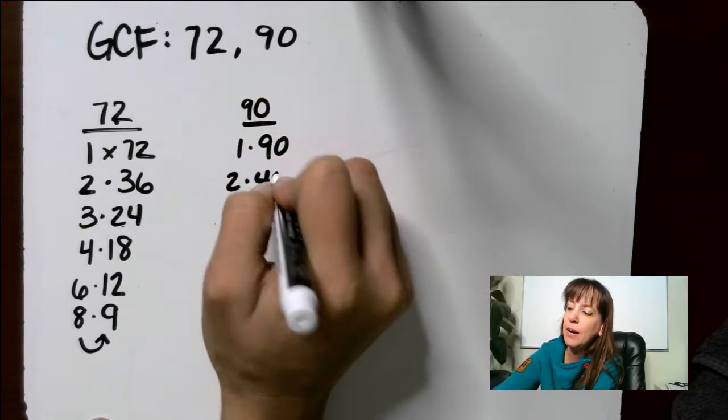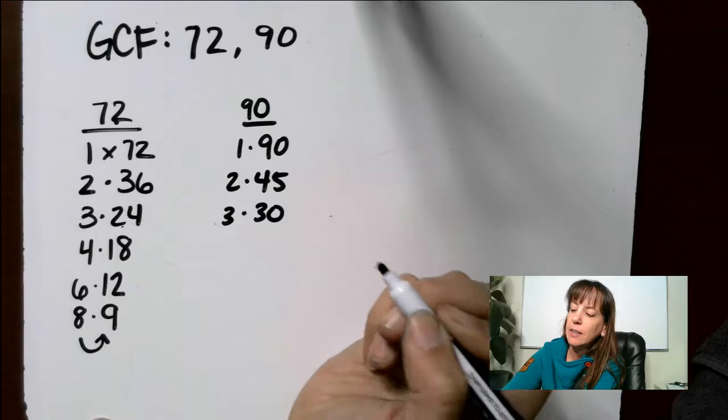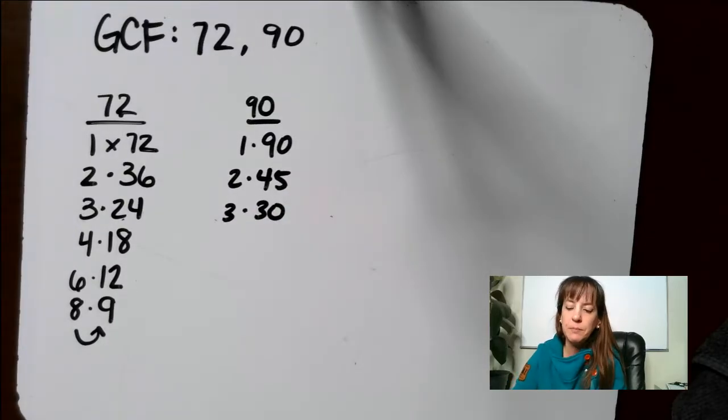2 times 45, 3 times 30. After 3 comes 4. Let's just double check. This is why it's okay to use a calculator. Nope, 22.5 doesn't work. After 4 is 5. 5 will because it ends in a 0, right?